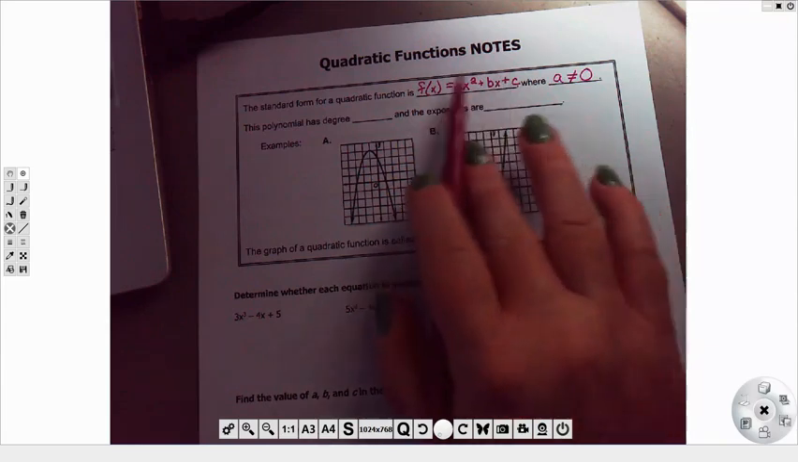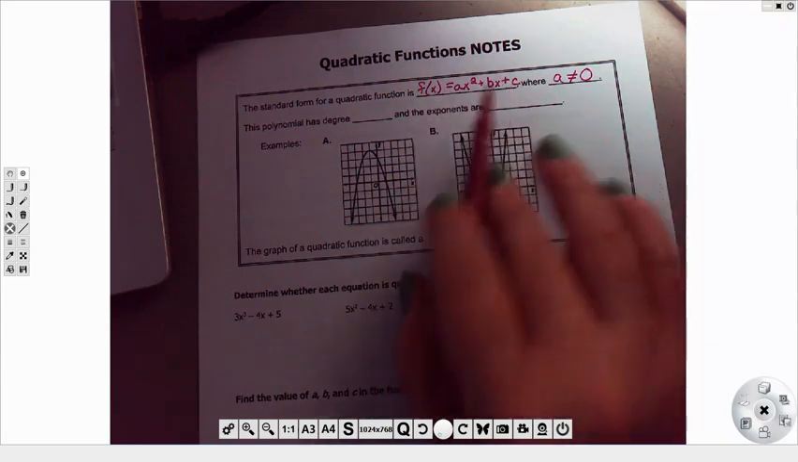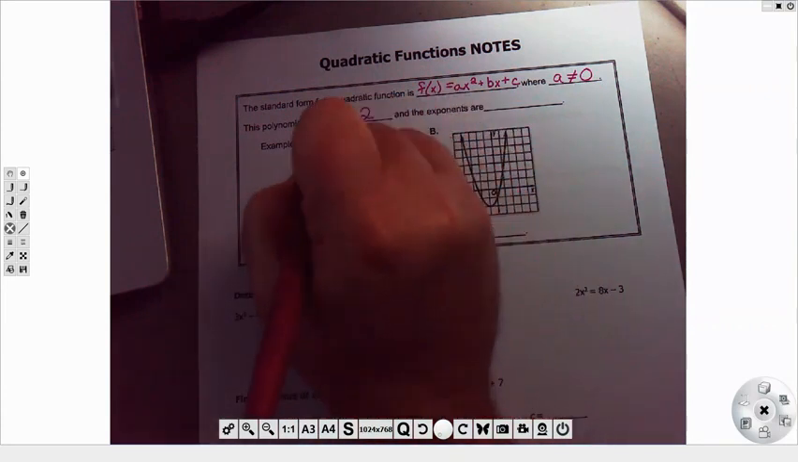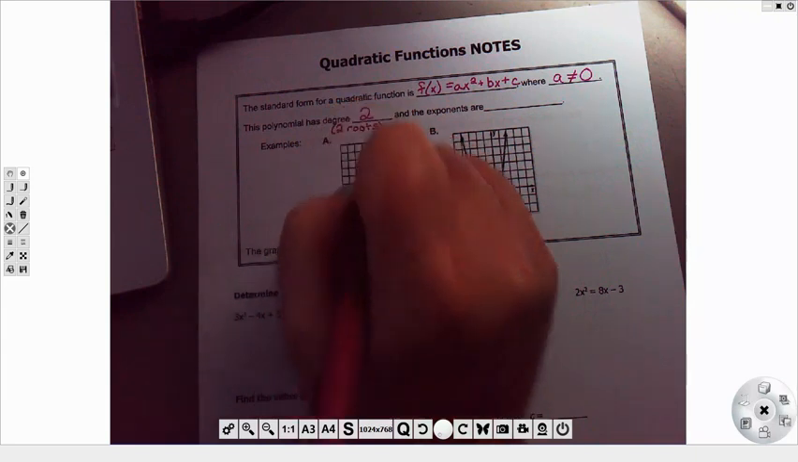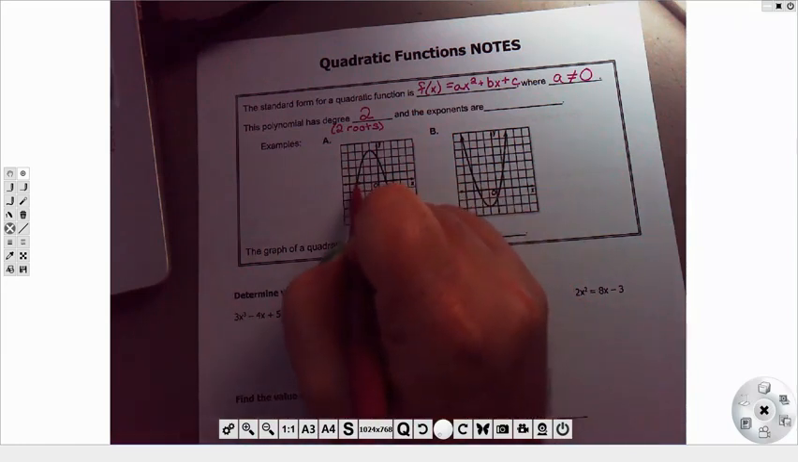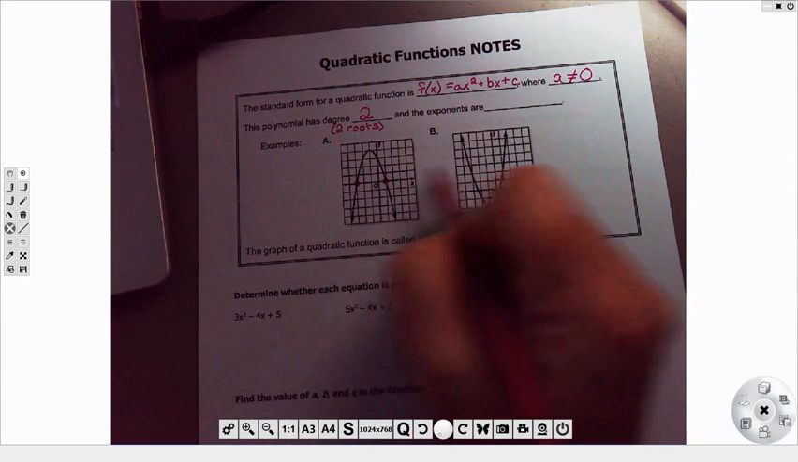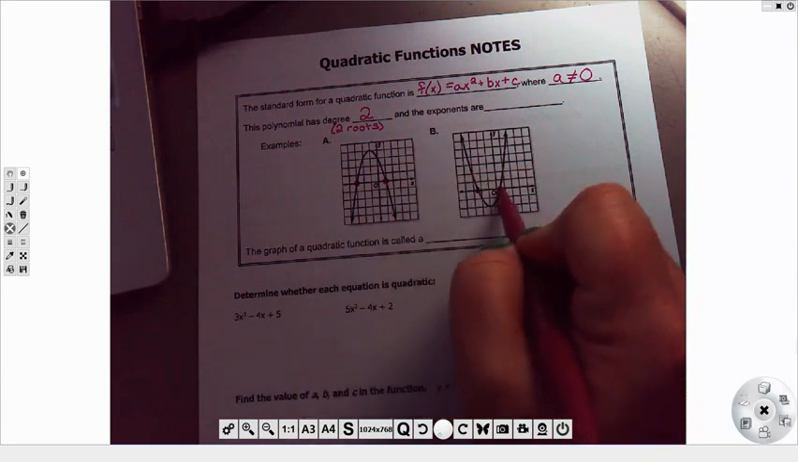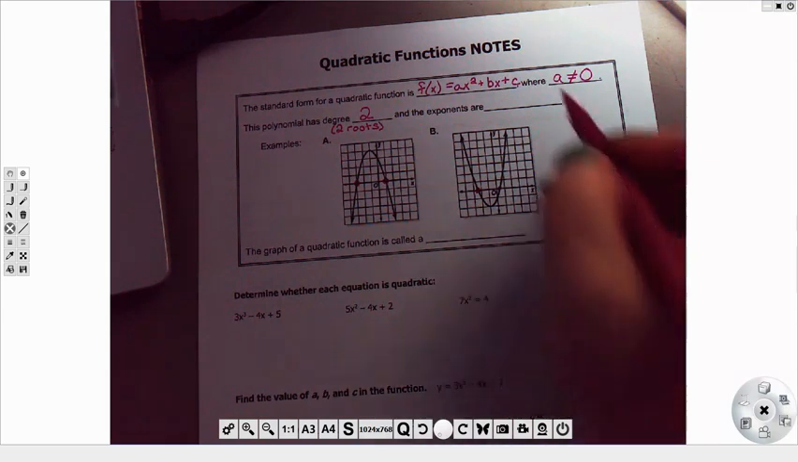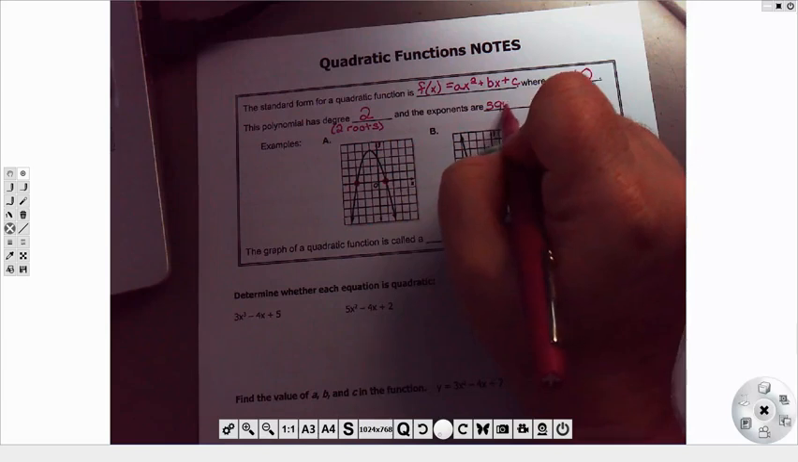Now, this is a polynomial. Okay, this one has what they call a degree of 2, which is just meaning 2 roots. Roots, remember, are just a funky way of saying x-intercepts, of where they intersect at the x-axis. Okay, there's always going to be 2 of them. Okay, and the exponents are squared.